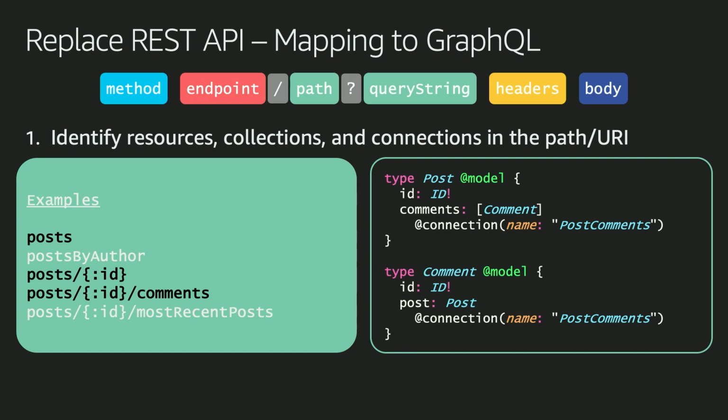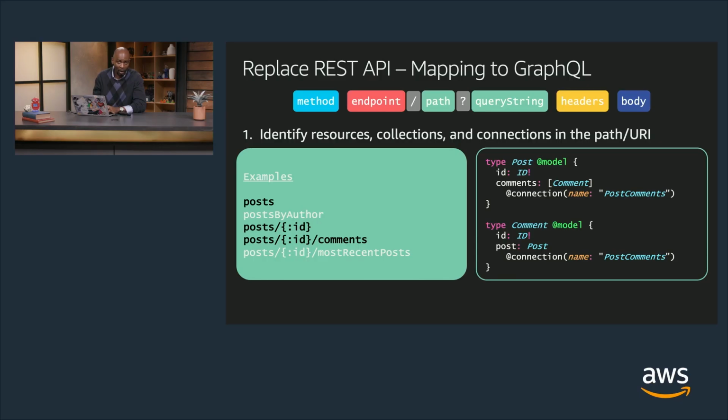So when we talked about identifying resources, collections, and connections, this is what it would look like. Let's say here we have a couple of examples of paths that we may see with a REST API. We have things like posts, post/ID, and post/ID/comments. So that points out that there is possibly a post type of resource that we want to interact with. There's also a connection between comments and posts. So a post can have multiple comments. So what we're seeing here on the right side is how I could use Amplify transformers to create a post type that is backed by a DynamoDB table. So this would be my equivalent with Amplify transformers in AWS AppSync.